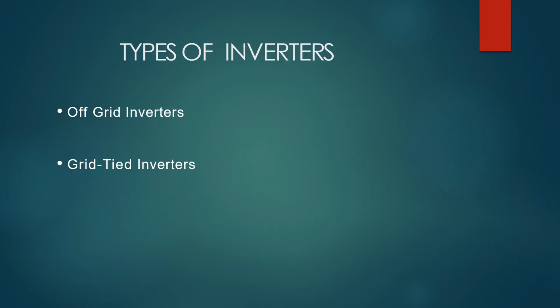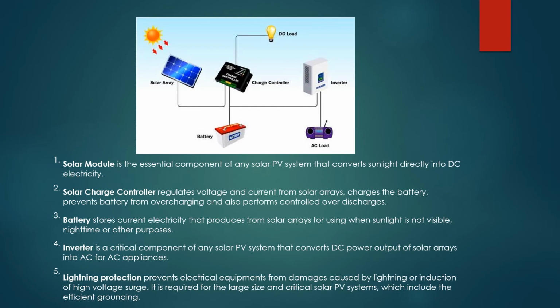And two types of inverters are the off-grid and grid-tied. So in general, we can say the different components of solar PV systems are solar array, charge controller, battery, inverter. Okay. So first one, solar module. It's an essential component that converts sunlight directly into DC.